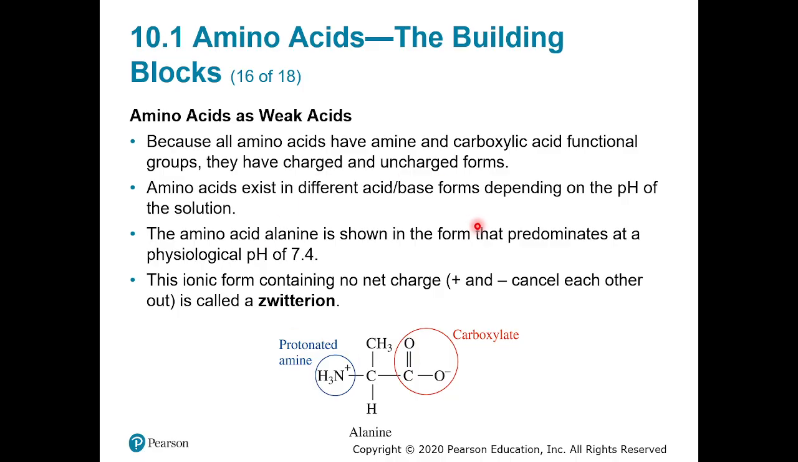The amino acids are going to exist in different acid-base forms depending on the pH of the solution. They're all going to actually create their own buffer systems if you have enough of this concentration. And so they all are going to generate a little bit of a buffer system. The amino acid alanine is shown in its form that predominates at the physiological pH, which is 7.4. The ionic form containing no net charge is called the zwitterion. This has no net charge, but it's going to have a positive and negative end on each side. And so that is the zwitterion, literally meaning Zweihander, two-hander, Zwitter-ion, two-sided ion.